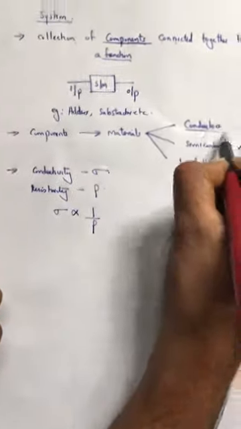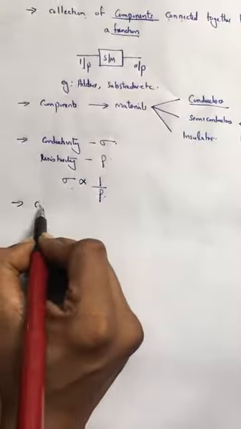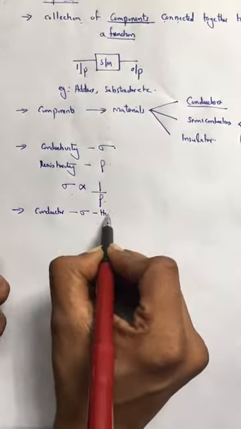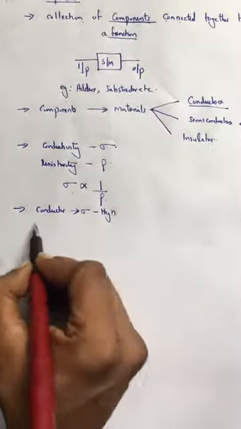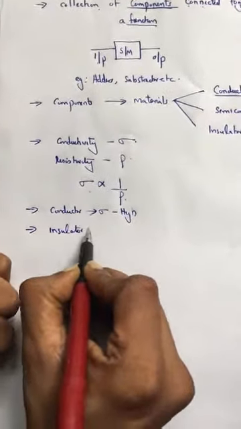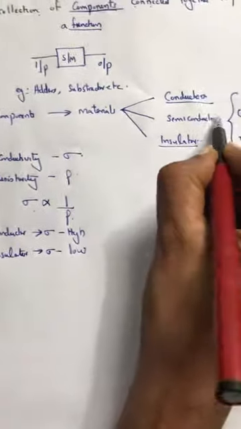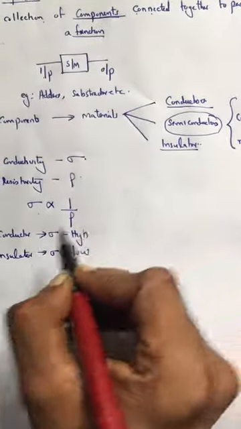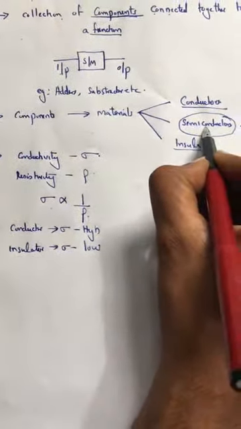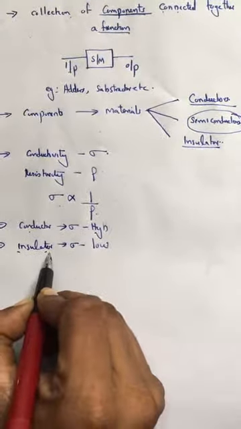So, here the conductors have a high sigma value, then insulators have a low sigma value. In between these two, the semiconductors' conductivity is ranging, that is, the semiconductor conductivity will be lower than conductors and higher than insulators.